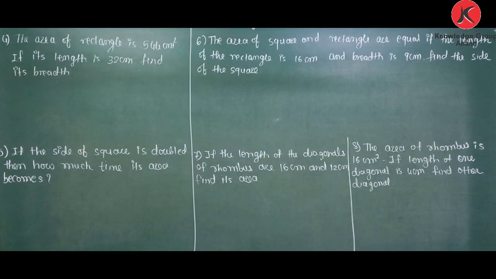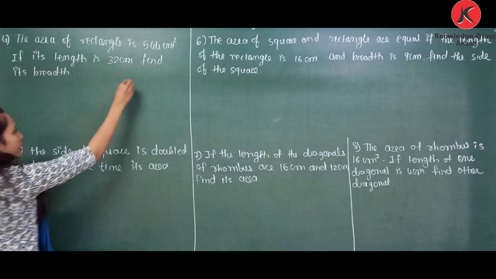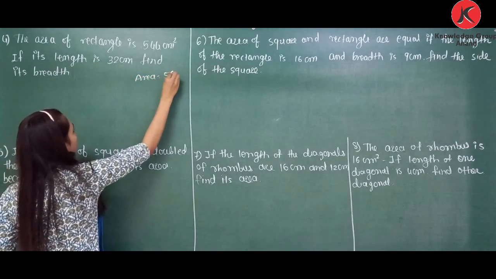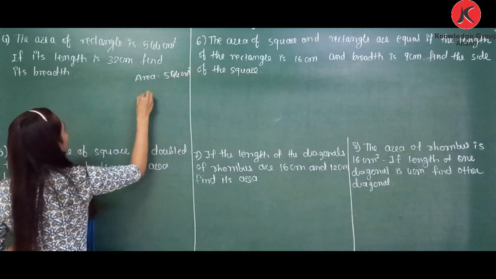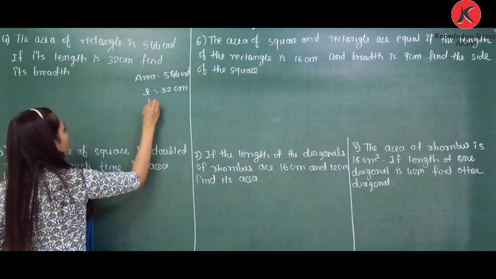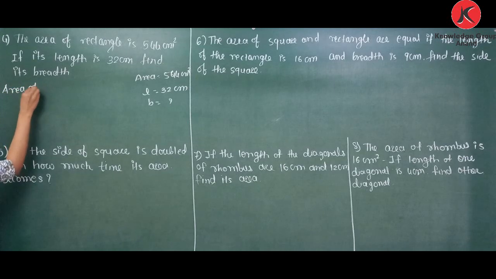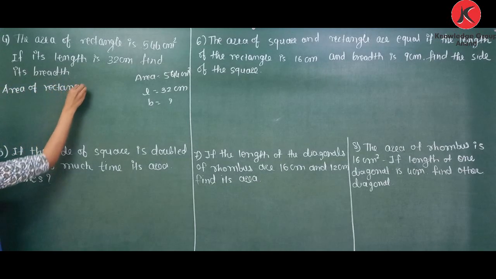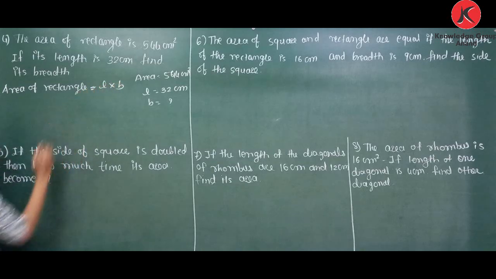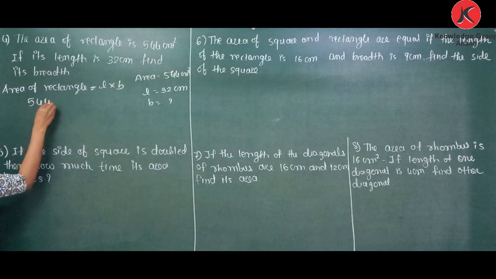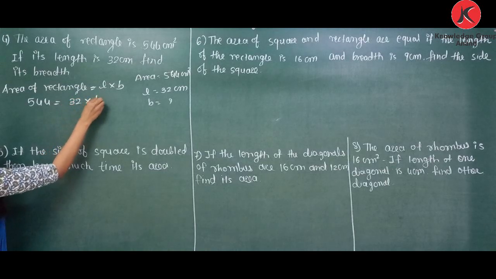Now next example, example 4. The area of a rectangle is 544 centimeters square. If its length is 32 centimeters, find the breadth. So this kind of example we already solved in 7th standard. Here area is given, that is 544 centimeters square, and length is given, 32 centimeters. We need to find the breadth of the rectangle. So what is the equation for the area of a rectangle? That is L multiplied B. So here area is 544, length is 32, and breadth we need to find.